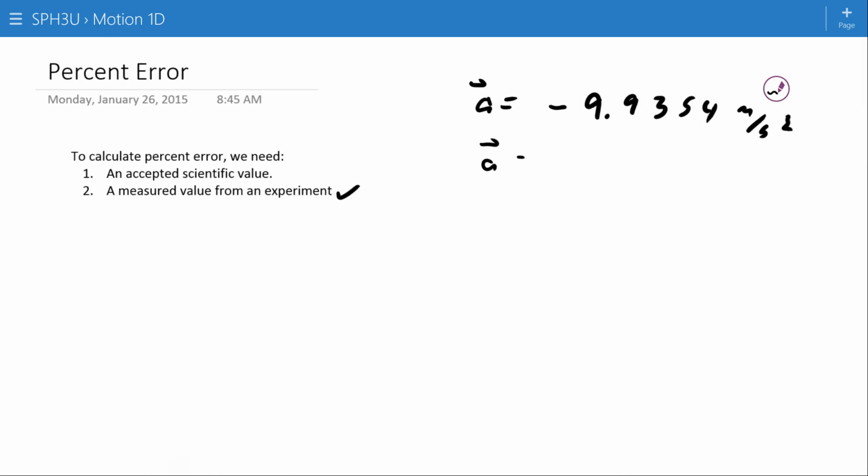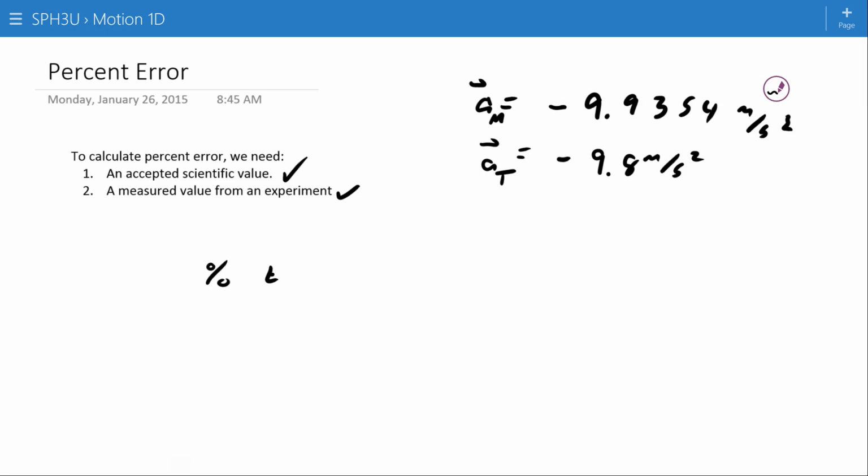Acceleration due to gravity, we're going to assume, is pretty close to negative 9.8 meters per second squared in the school where I'm doing this. So we have that accepted value. I'm going to call that measured, and I'll call that theoretical. Now I can do the percent error.